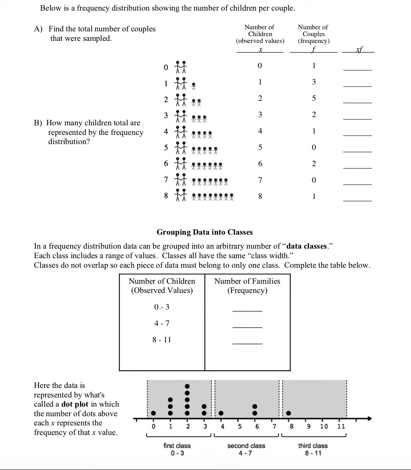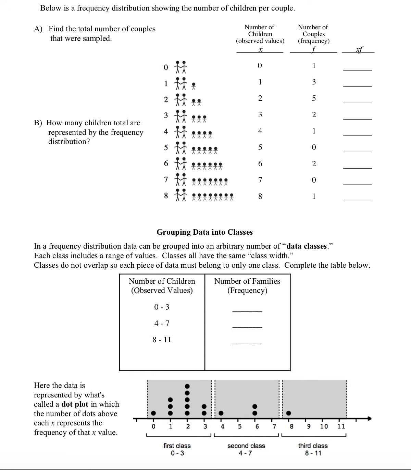In the upper right, there's a frequency distribution for the number of children that a couple has. Some couples have no children, some had 1, some had 2, 3, 4, and so on. From this distribution, we'd like to determine how many total couples were sampled and how many children total are represented in the frequency distribution. Now, one quantity that's important here is going to be multiplying the X times the F.